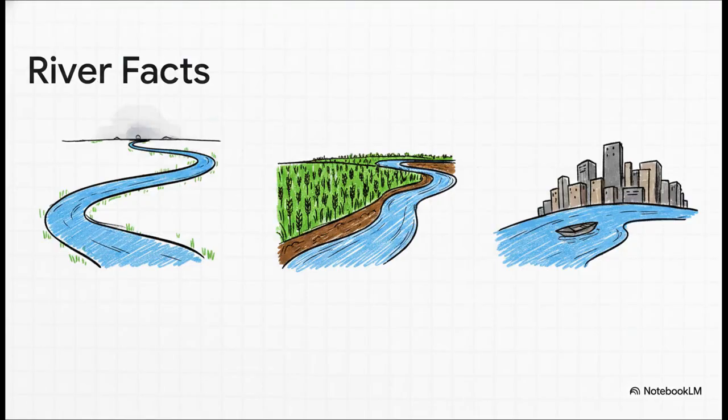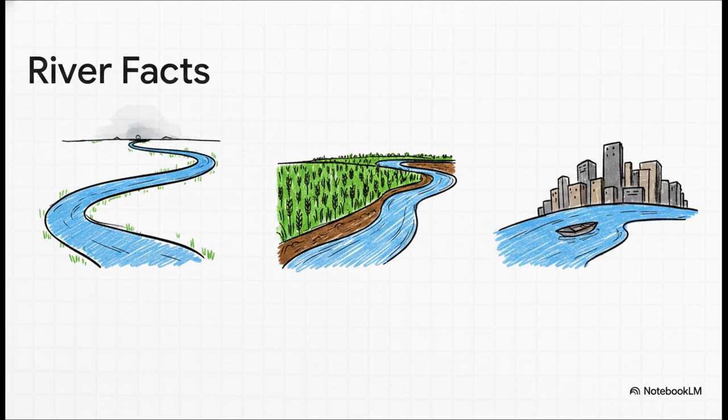And here are a few more amazing facts. The Nile River is one of the longest river systems in the entire world. Also, remember those floodplains we talked about? Well, because floods leave behind dark, rich soil, floodplains are absolutely perfect for farming.